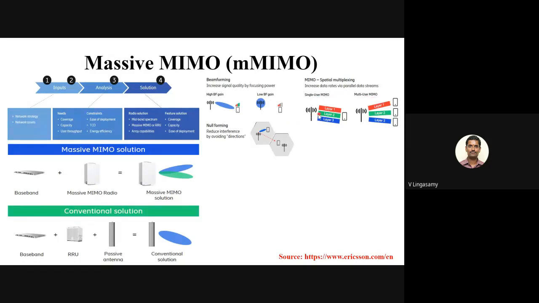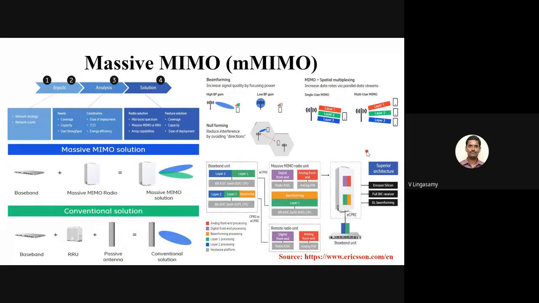Next, single-user MIMO and multi-user MIMO. What is that? You can have all 3 layers of data, I mean 3 streams of data, sent to a single user, or 3 streams of data can be sent to individual users, depending upon the channel matrix. So correlation will be taken. If the correlation is low, we can send multiple data streams using multi-layer MIMO to multiple users.